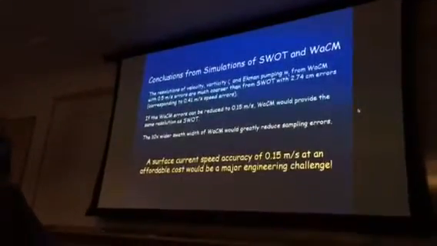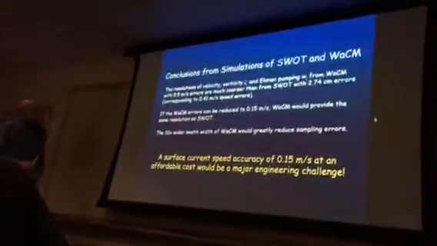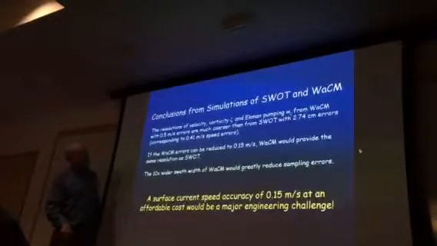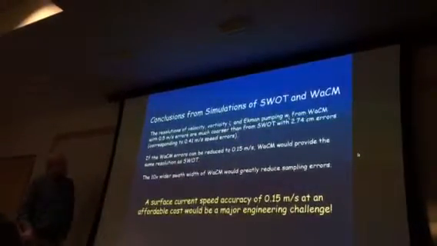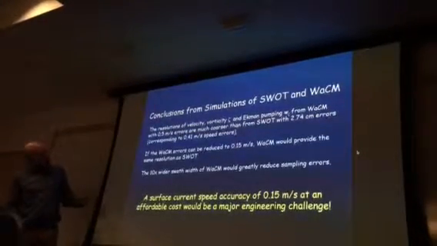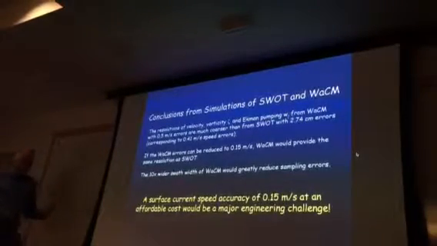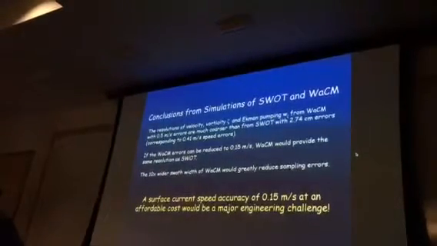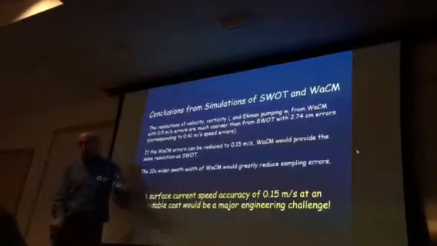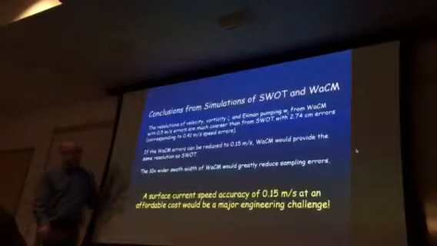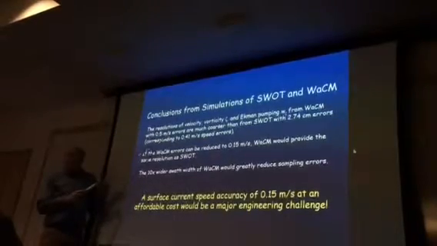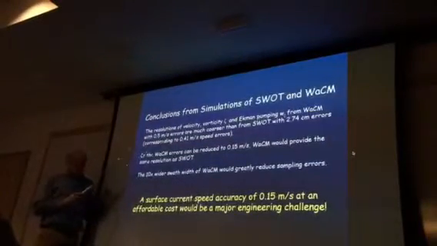Turns out from the simulations that if we work with the baseline design of each of these systems, which is 2.74 centimeter errors on sea level measurements by SWOT, and 0.5 meter per second errors on this WaCM system, the WaCM resolution is very, very poor. It's off the charts poor. It's actually not even as good as what we can do right now from existing technology. So WaCM with a baseline design of 0.5 meter per second errors is not going to cut it for oceanographers.